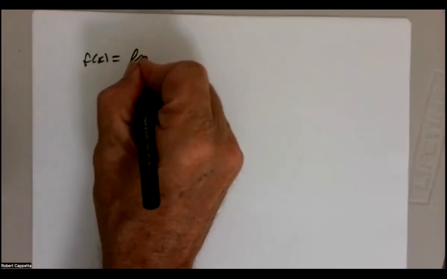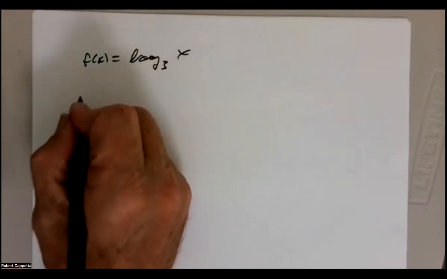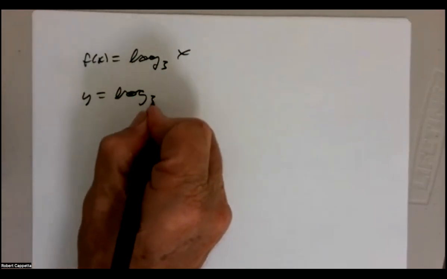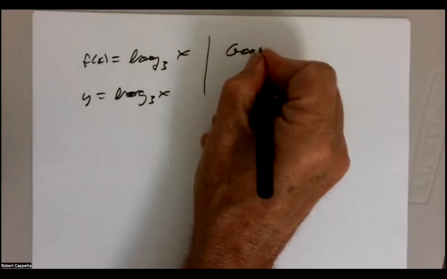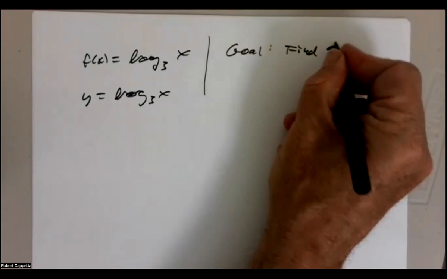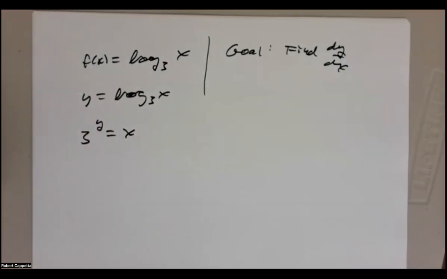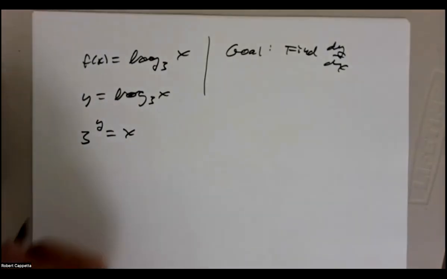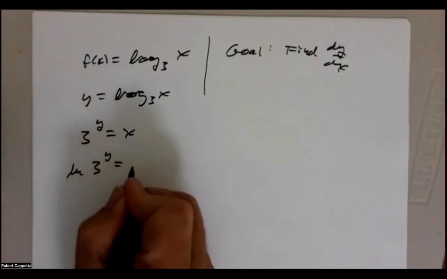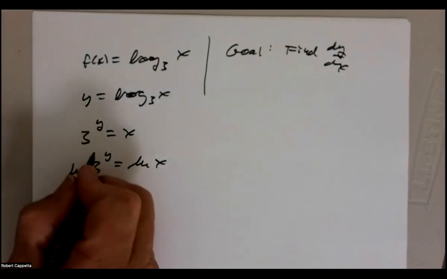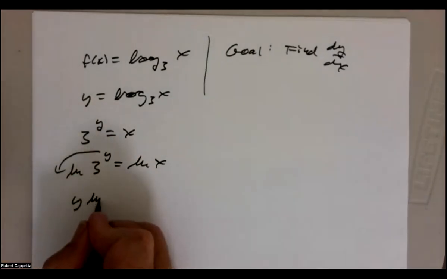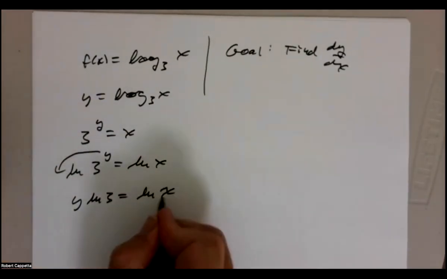Let's do the next problem, which is f of x is log base 3 of x. How do we do this one? F of x is log base 3 of x. I call it y equals log base 3 of x. And our goal, again, is to find dy dx. So 3 to the y equals x. Using our rule of logs, take the natural log of both sides. Natural log of 3 to the y equals natural log of x. Pull the y down in front. y times natural log 3 equals natural log x.